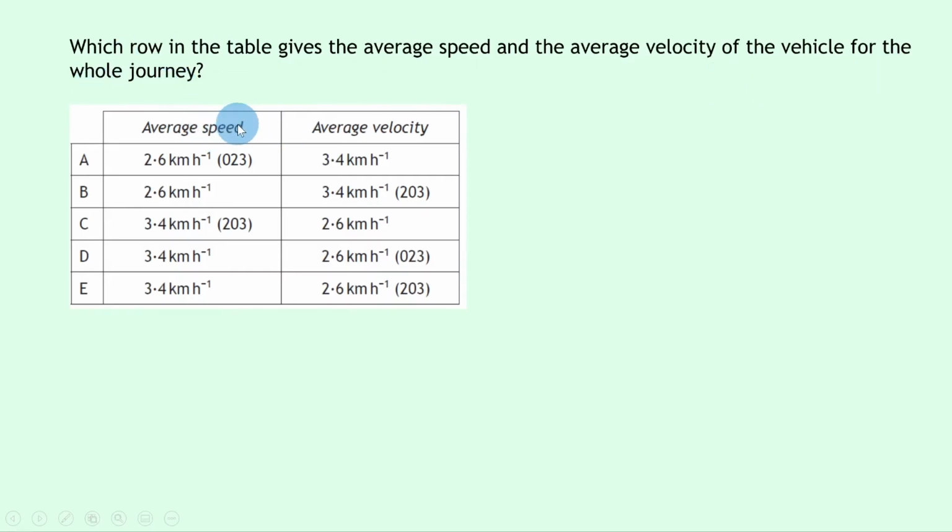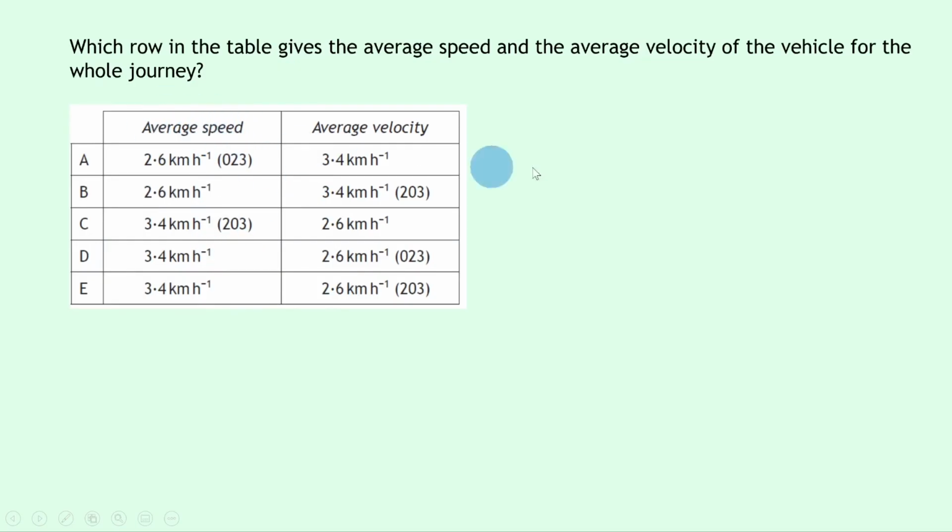Well, remember, speed is a scalar and velocity is a vector, so we're looking for a direction as well as a magnitude for the velocity column, but we're only looking for a magnitude, i.e. a size, for the speed column. So we can rule out answers A and C straight away because we don't need a direction for the average speed because it's a scalar.